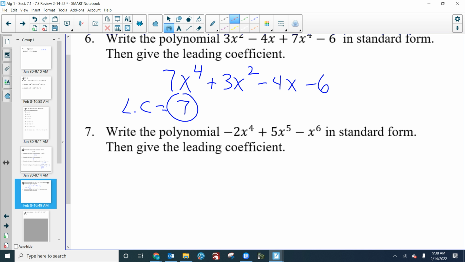Bailey. Question or answer? Answer. Go for it. I got negative 6x plus 5x. Careful. I think you meant, say it again. Negative 6. Oh, wait, x to the 6th. Good. Plus 5x to the 5th. Minus 2x to the 4th. And the leading coefficient.